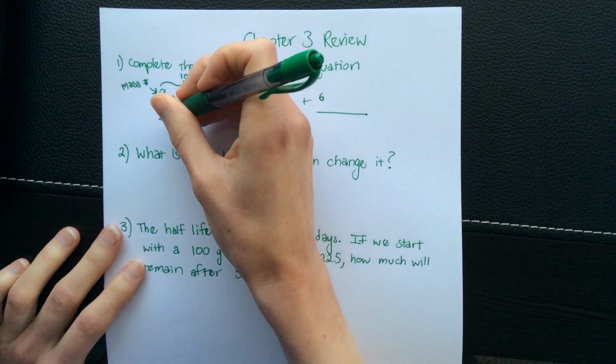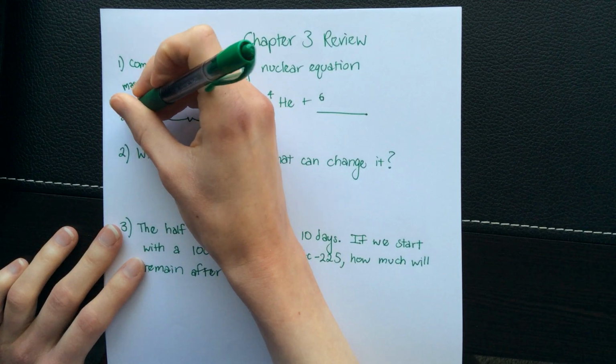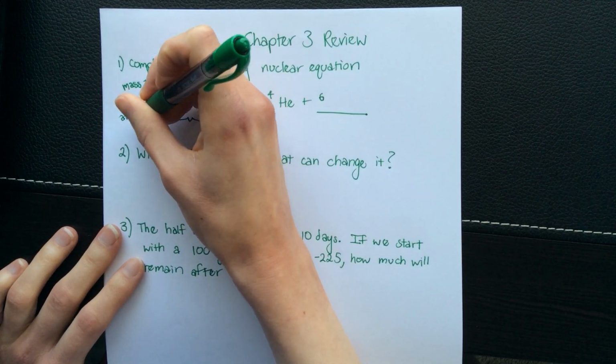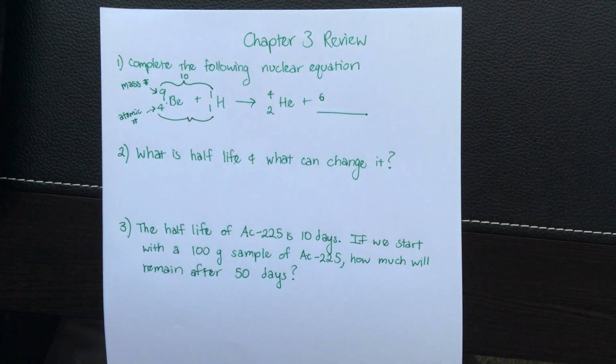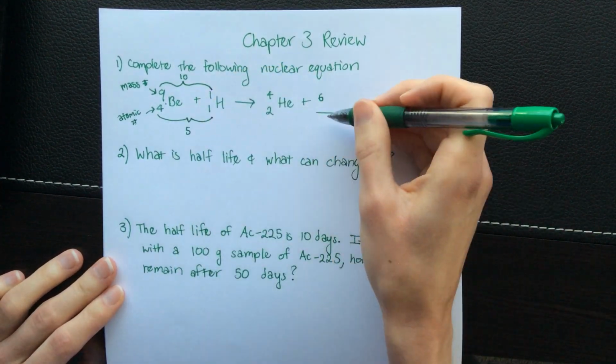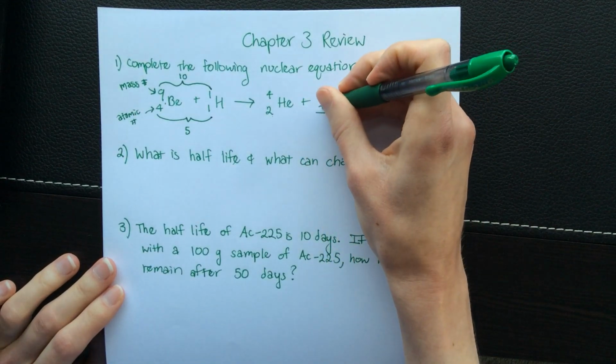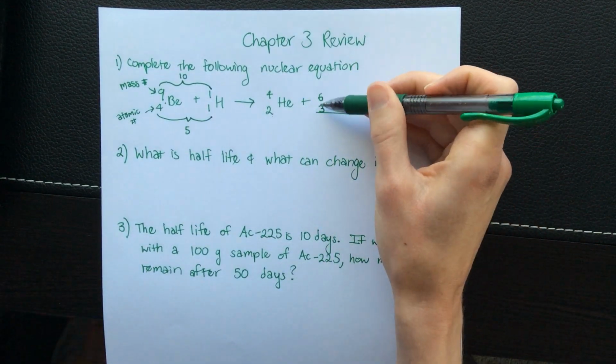And then the same thing is true of the numbers on the bottom, which are called the atomic number. Again, that's the number of protons. And on this side, we've got 4 and 1, so that's 5. So we need it to be 5 over here. We've got 2, so obviously 2 plus 3 is 5. So now we've got our two numbers.